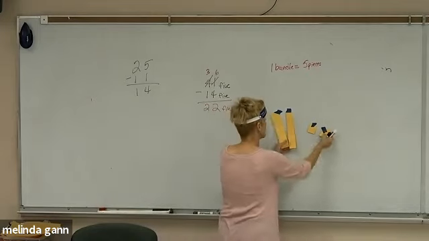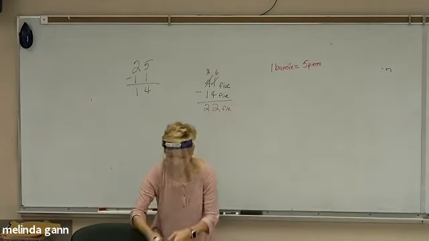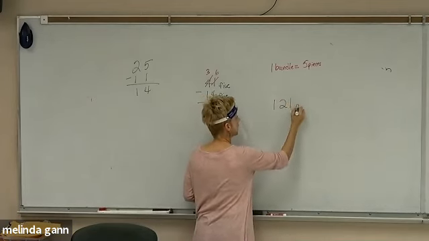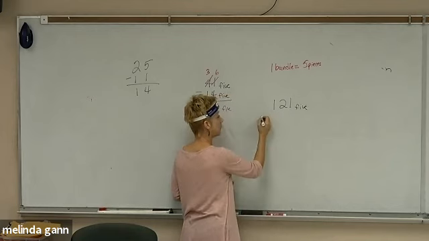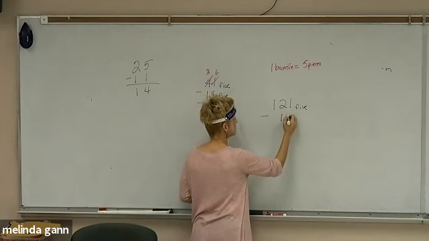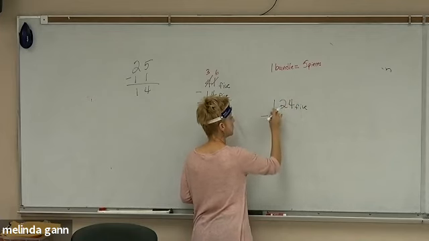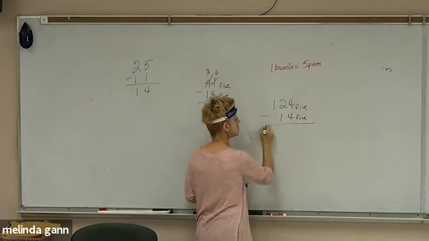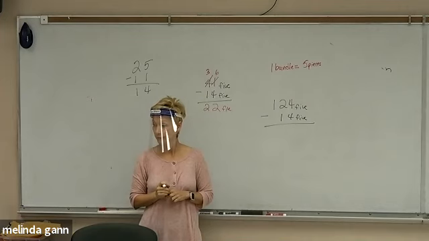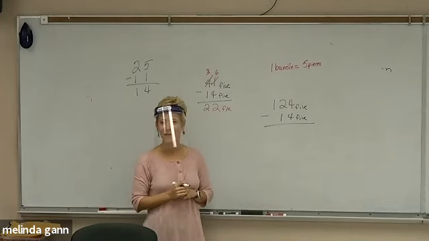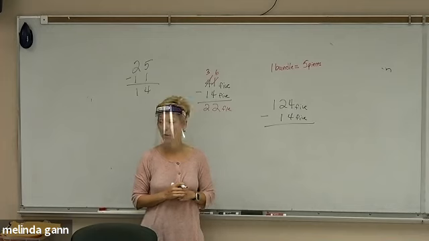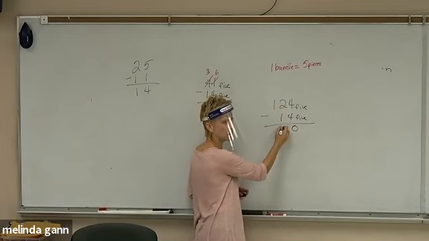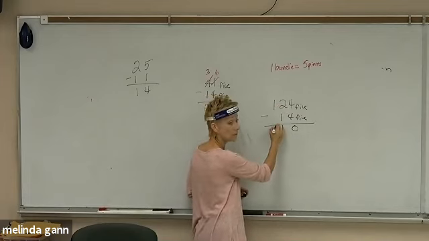What if I had this? What if I had a 1, 2, 4 in base 5, and I want to take out a 1, 4 in base 5. Do I need to do any unbundling? No. I can take 4 from 4 and get what? 0. I can take 1 from 2 and get what? 1. And I can take nothing from 1 and get 1.